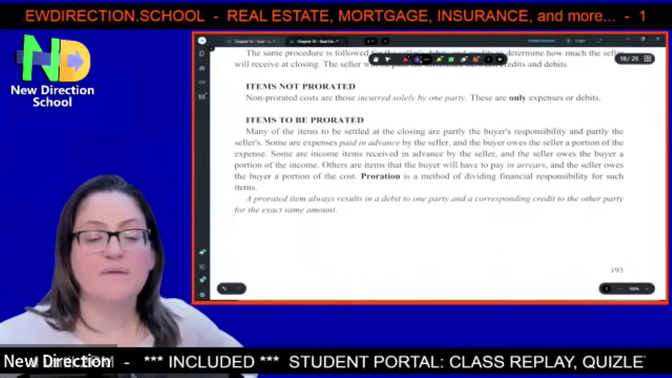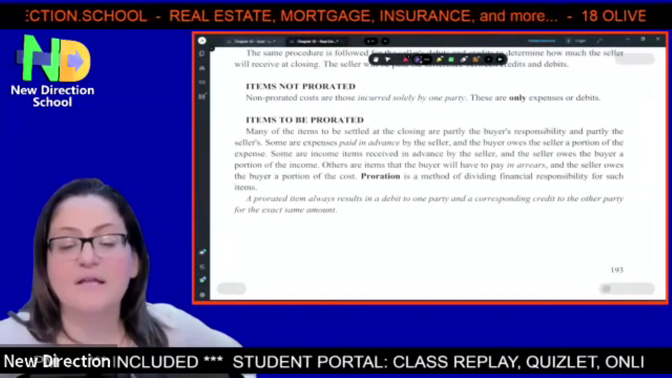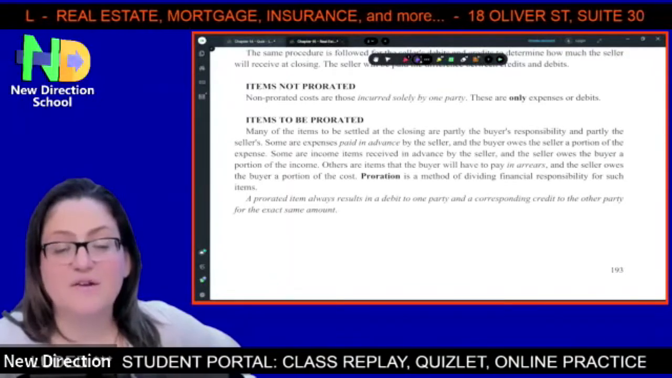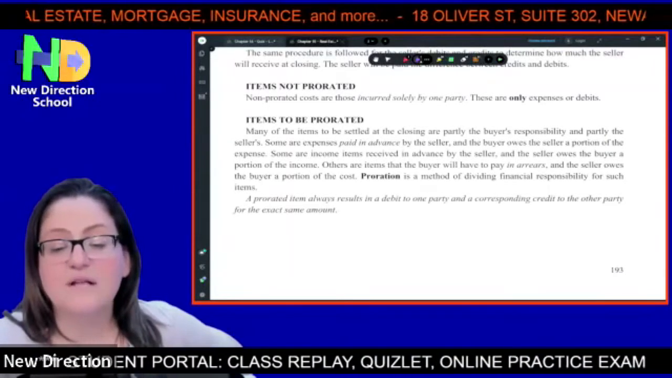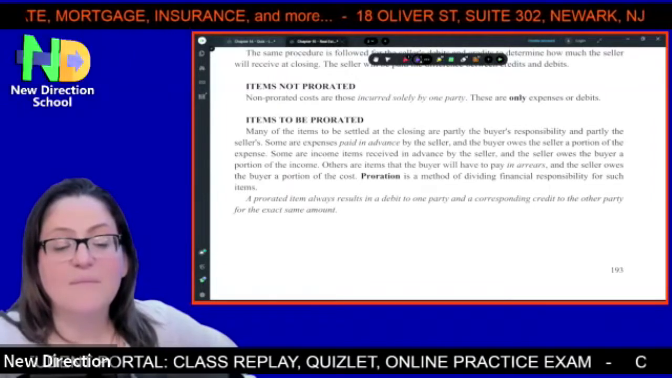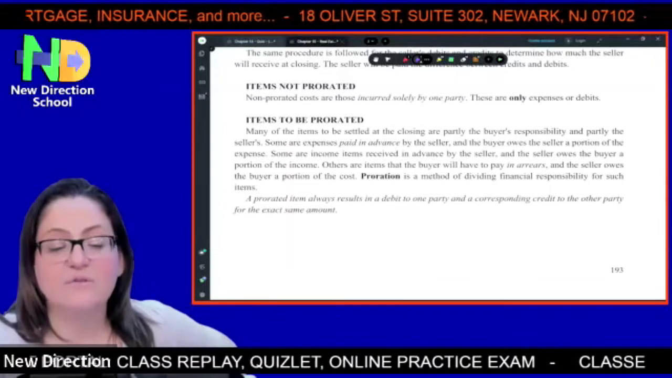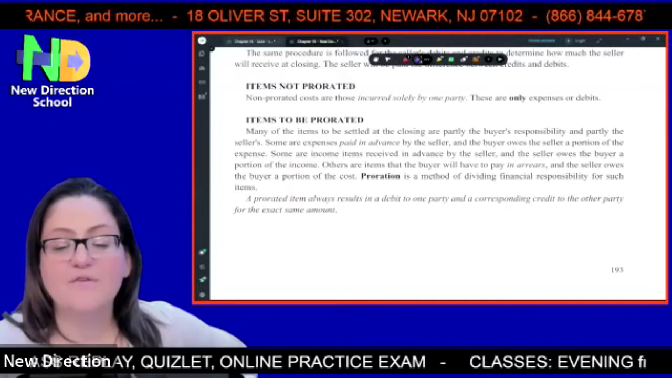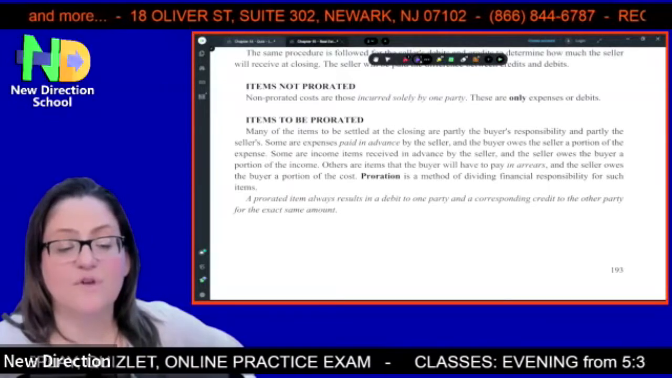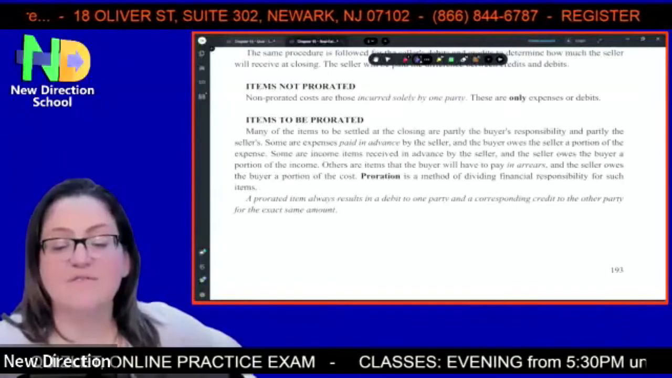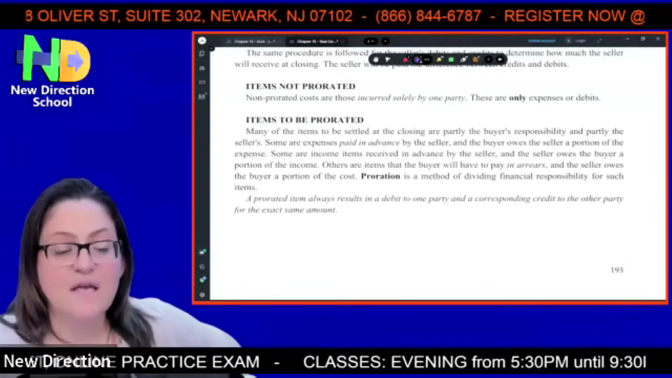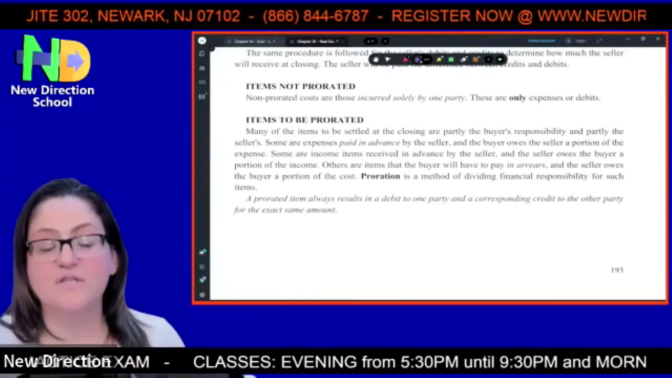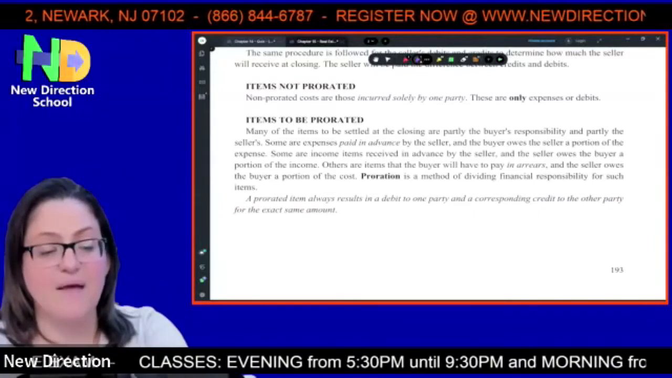Items to be prorated. Many of the items to be settled at the closing are partly the buyer's responsibility and partly the seller's. Some are expenses paid in advance by the seller, such as taxes, and the buyer owes the seller a portion of the expenses. Some are income items received in advance by the seller, and the seller owes the buyer a portion of that income. Others are items that the buyer will pay in arrears, and the seller owes the buyer for the portion of the cost. Proration is a method of dividing financial responsibility for such items. A prorated item always results in a debit to one party and a corresponding credit to another party for the exact same amount.